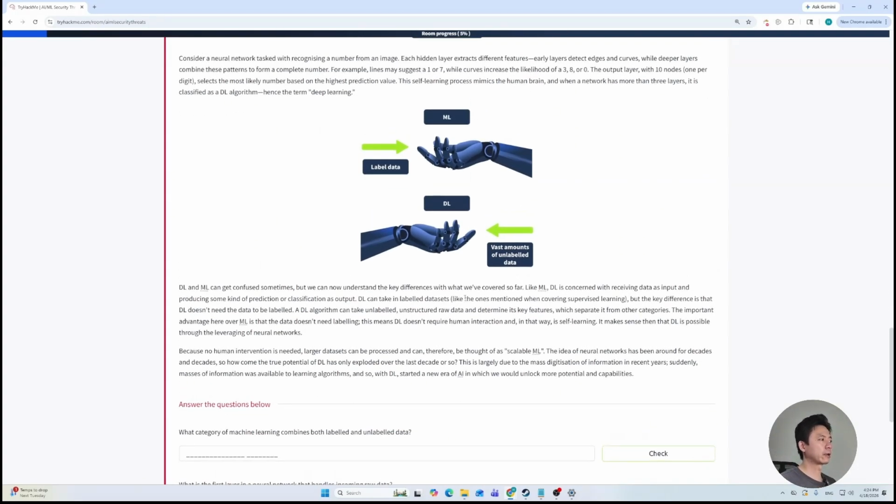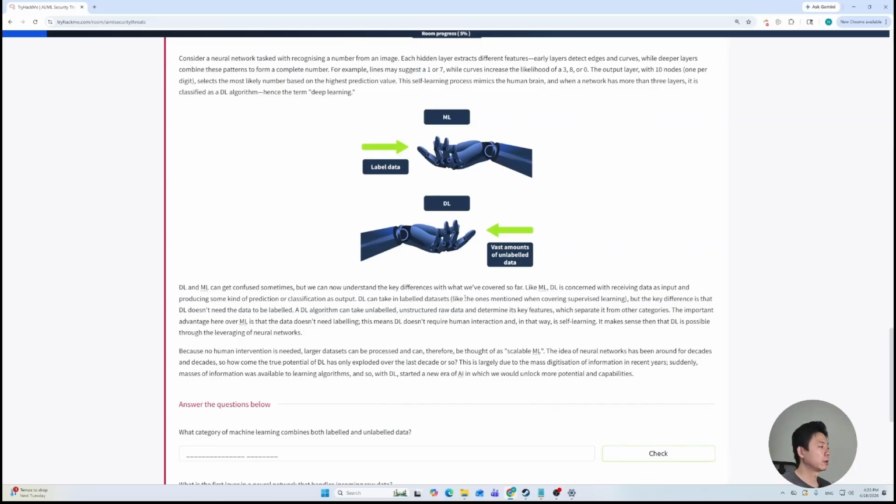Deep learning and machine learning can get confused sometimes, so let's understand the key differences between what we've covered. Like machine learning, deep learning is concerned with receiving data as input and producing some kind of prediction or classification as output. Deep learning can take in labeled datasets, but the key difference is that deep learning doesn't need the data to be labeled. A deep learning algorithm can take unlabeled, unstructured raw data and determine its key features, which separate it from other categories. The important advantage here over ML is that the data doesn't need labeling. This means deep learning doesn't require human interaction and, in that way, is self-learning.